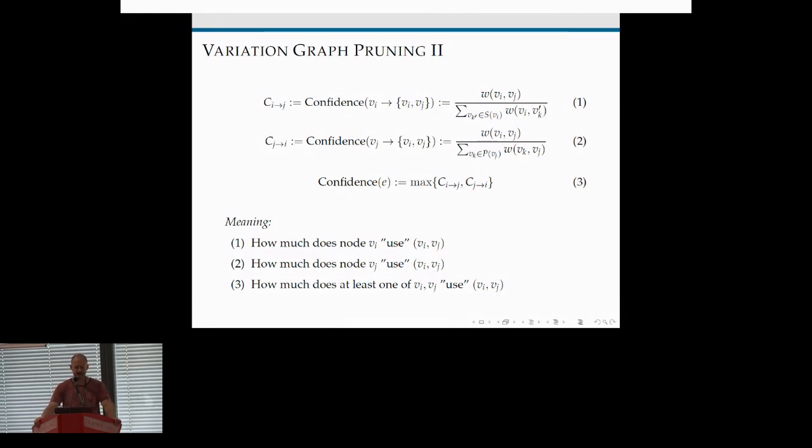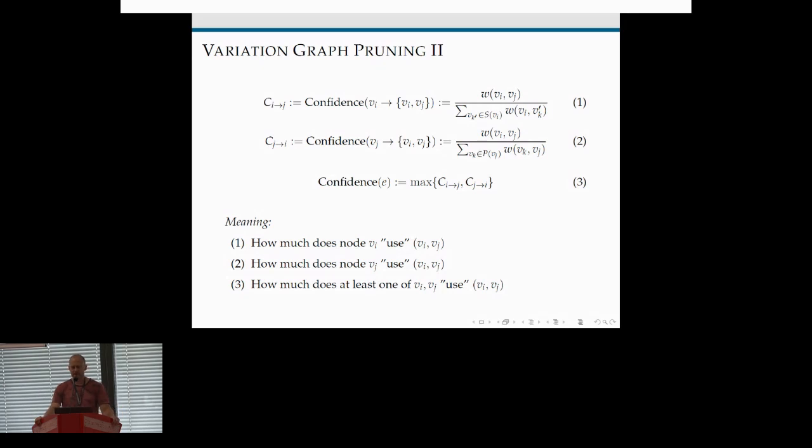So we have ci to j and we have cj to i. And the confidence in our edge now is the maximum of these two values. And now the meaning is, one means, how much does node vi use the edge? And 2 is how much does node vj use the edge? And 3 is how much does at least one of the nodes actually use that edge? And if there's no node using the edge, then this is likely an artifact, right?